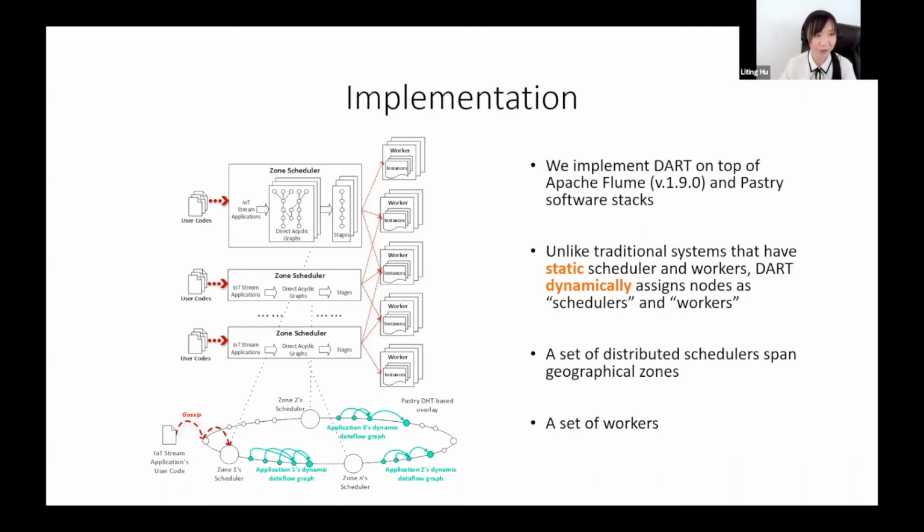And here is the overview of the Dart system implementation. The Dart system has two components: a set of distributed schedulers that span geographic zones and a set of workers. Unlike traditional systems that manually assign static schedulers or workers, Dart dynamically assigns nodes as schedulers and workers. When a new application joins, it needs to look for the nearby scheduler by using the Gossip protocol. If there is no nearby scheduler, the system will create a new scheduler in that zone.